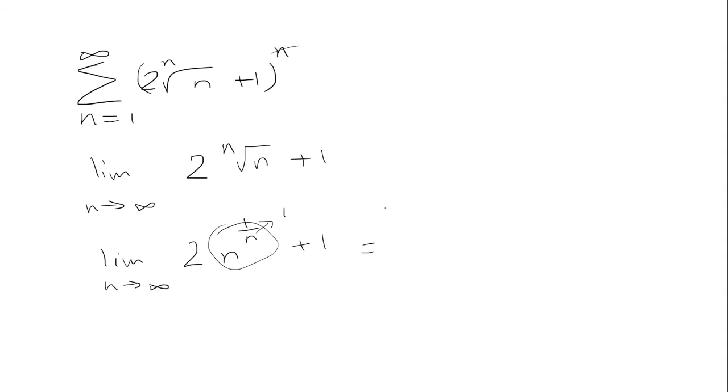And a good way to think about it is the exponent approaches 0. So you have a big number, think of it like a big number to the 0th power is basically 1. Now, you should be careful because in this case we have infinity to the 0th power, which is indeterminate. But in this case, the limit's going to be 1. And so you have 2 times 1 is 2 plus 1 is 3. This is greater than 1, which means this diverges by the root test.